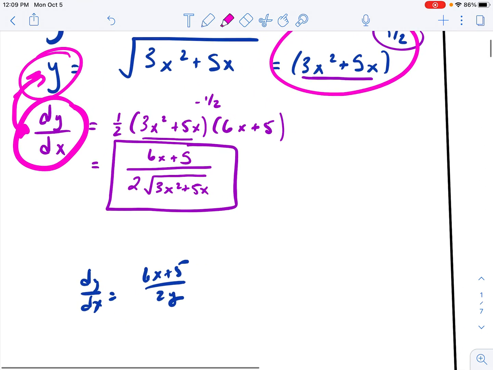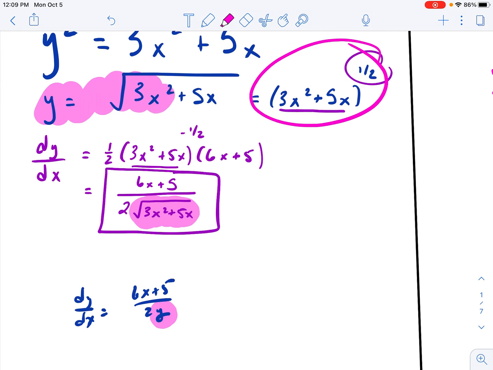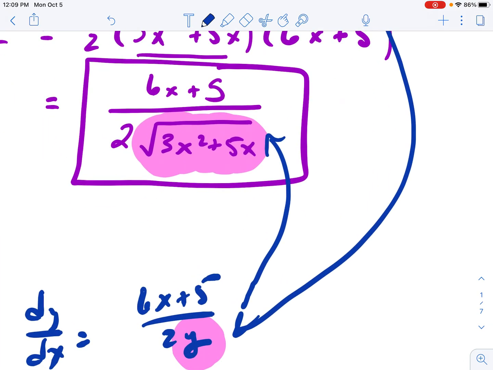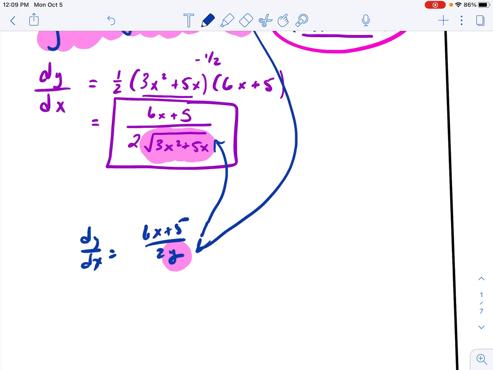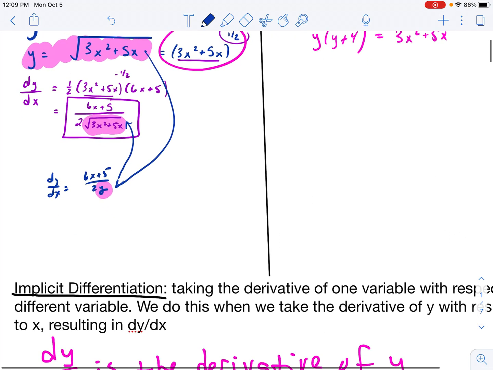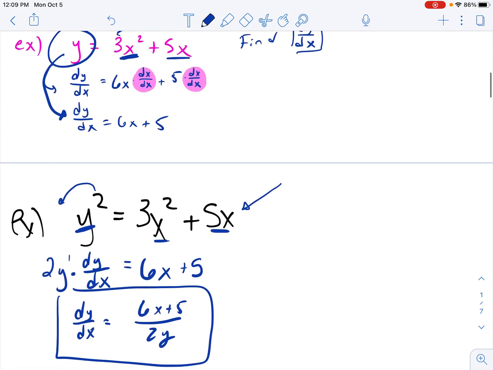Well, believe it or not, these things are the same. If you notice, the only difference is what's in the denominators here, right? But what did we figure out y equaled at the beginning? Well, y itself is this square root. Okay, those are the same thing. So yes, this one on top is just in terms of x, the one on the bottom is in terms of both x and y, but they are the same. Okay, and typically we leave it just in terms of y when we go through this process.